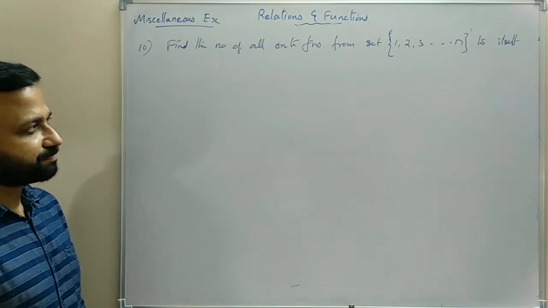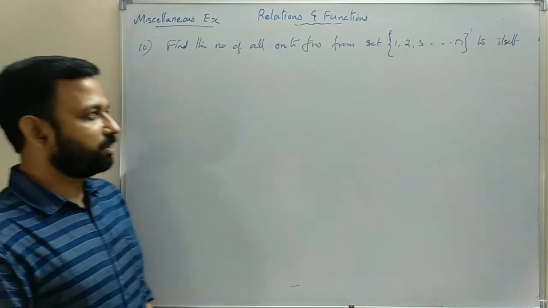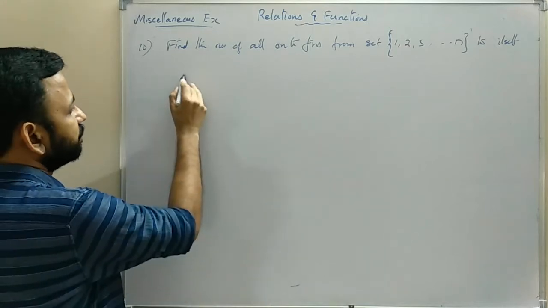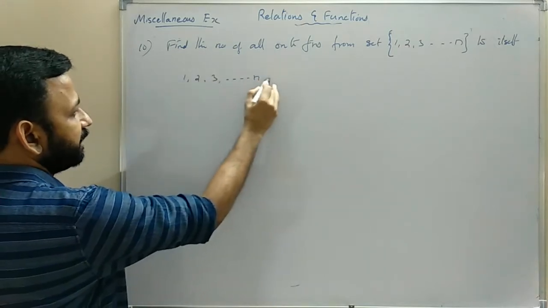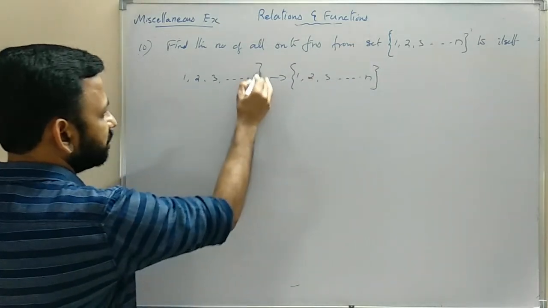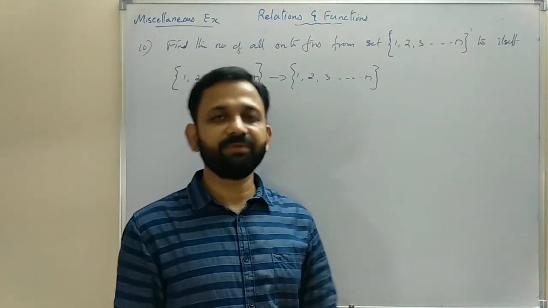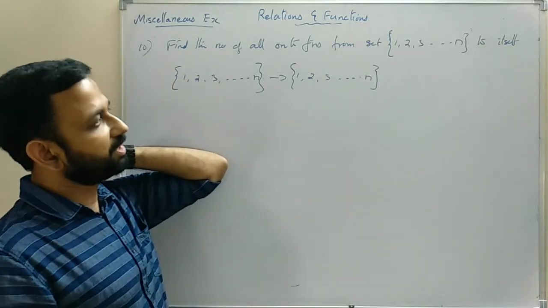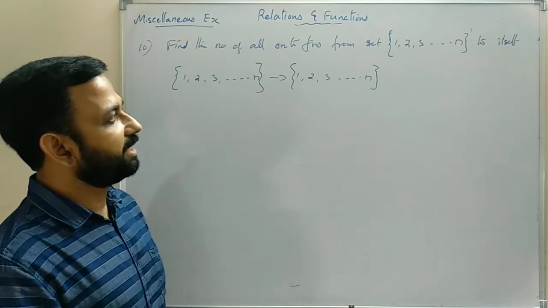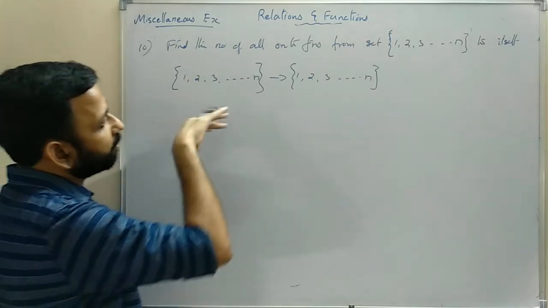So here, the set of all onto functions from {1, 2, 3, ..., n} to {1, 2, 3, ..., n}. Sorry, the number of all onto functions we need to find. Here the domain is the first n natural numbers, and we need to find the number of all onto functions.